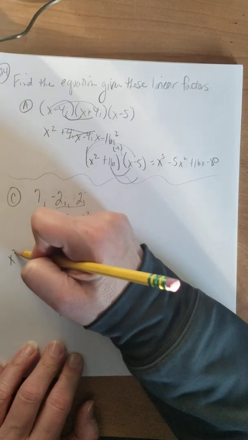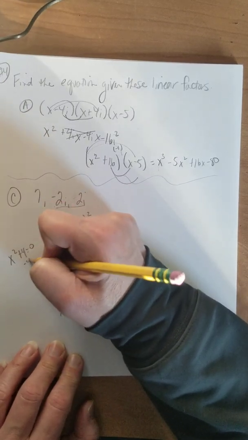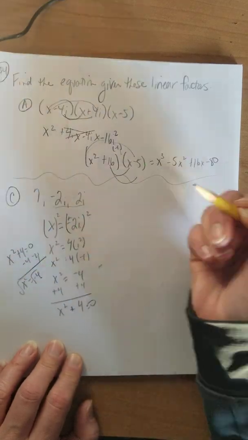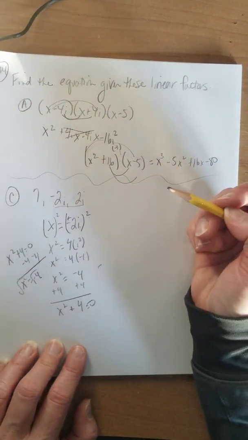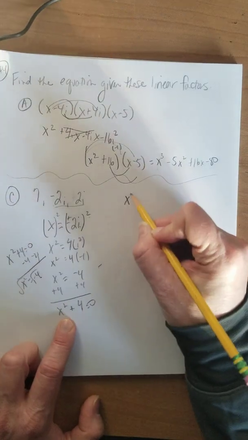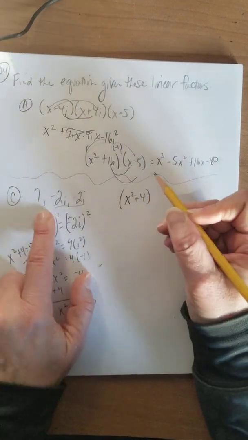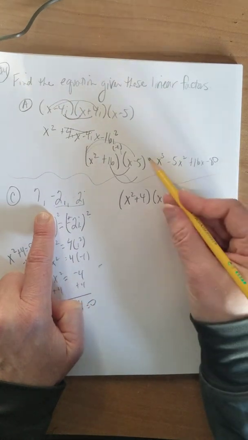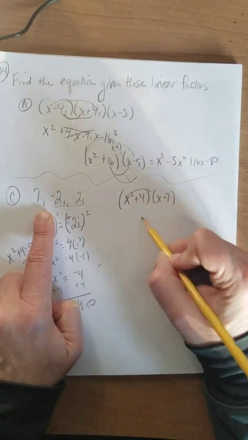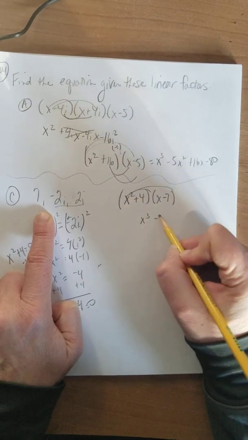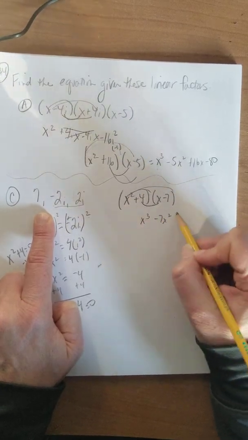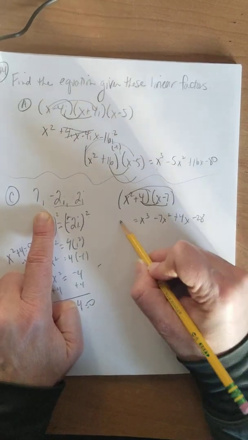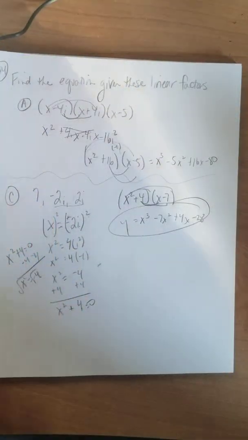Because if I solved x squared plus 4 equals 0, wouldn't I subtract 4? X squared equals negative 4. Take the square root. Isn't the square root of negative 4 plus or minus 2i? So then I'm going to take that and multiply it by the zero I would have gotten from that, which would be x minus 7. And we're back to what we kind of did up here. X squared times x is an x cubed. X squared times a negative 7 is a negative 7x squared. 4 times an x is a 4x. 4 times a negative 7 is a negative 28. And that's what y would equal, and that would be my equation.